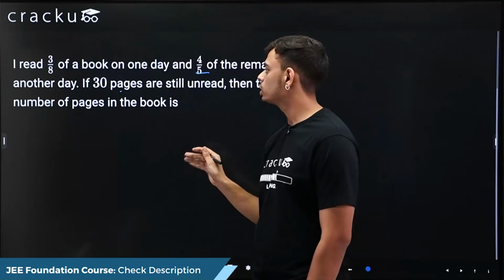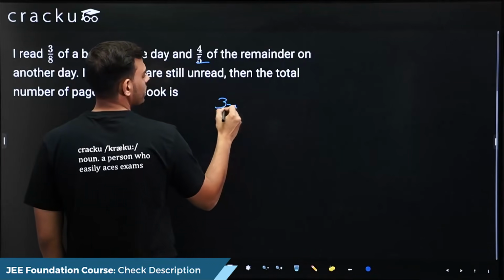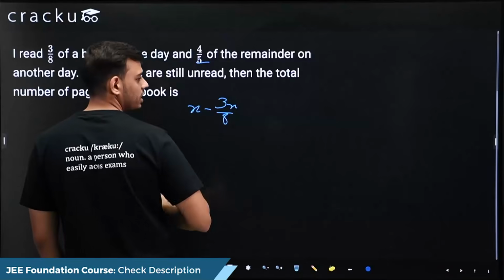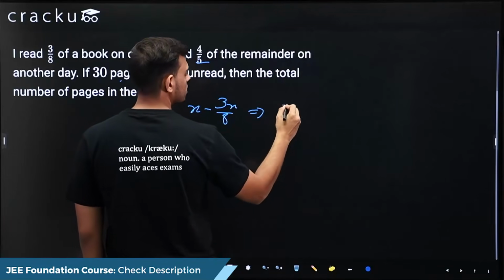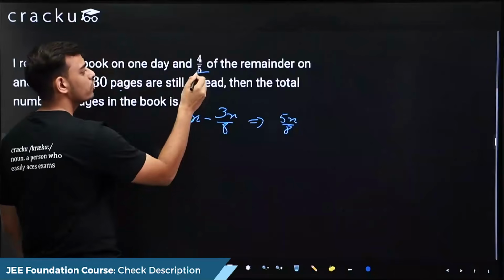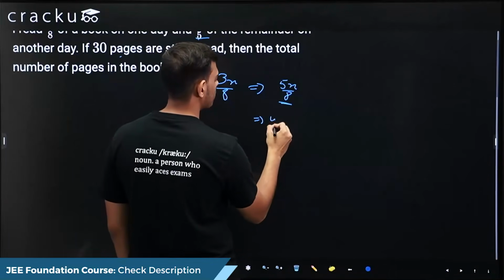Let us assume the total number of pages to be x. On the first day, he read 3x by 8. So he must be left with total minus read, which equals 5x by 8. Next day, he went and read 4 by 5 of the remainder. This was the remainder, so he read 4 by 5 of it.